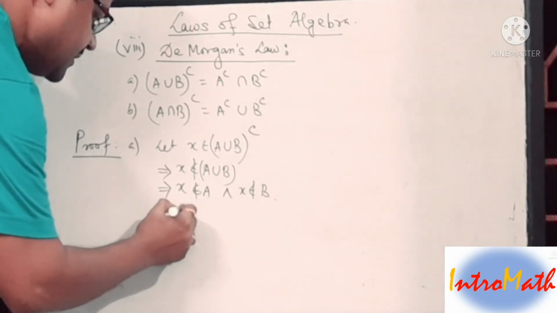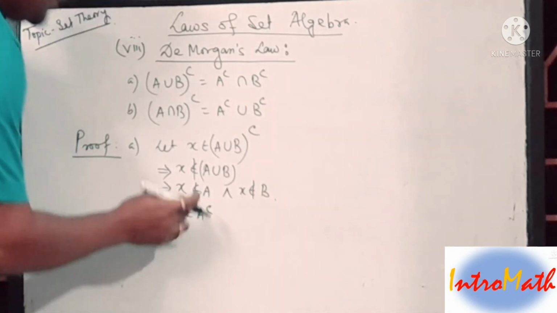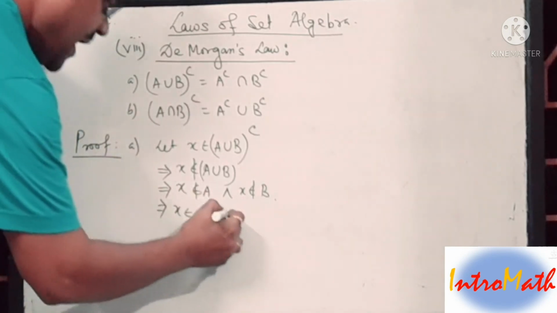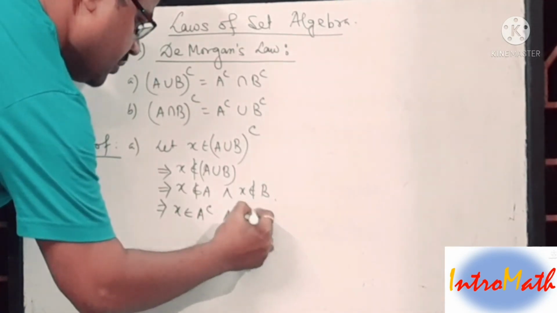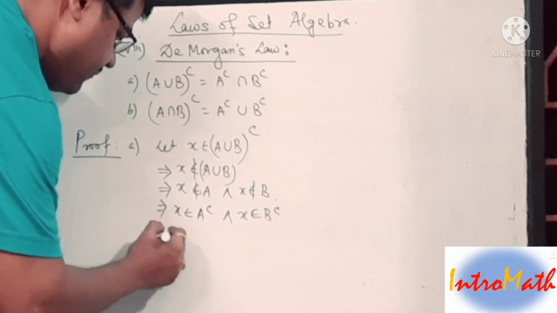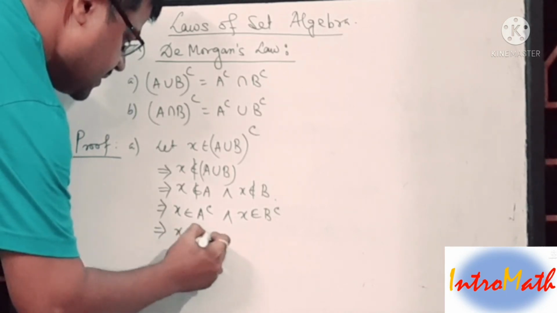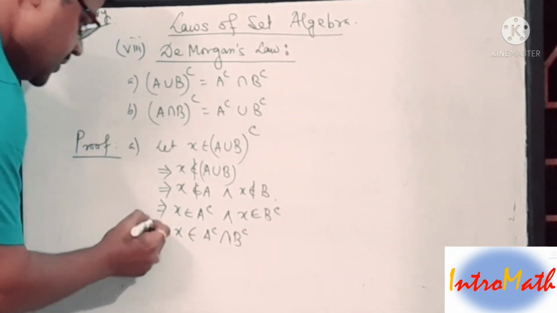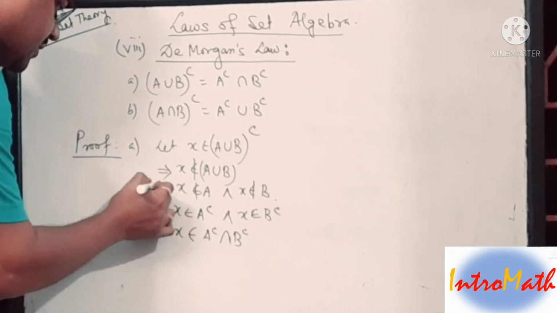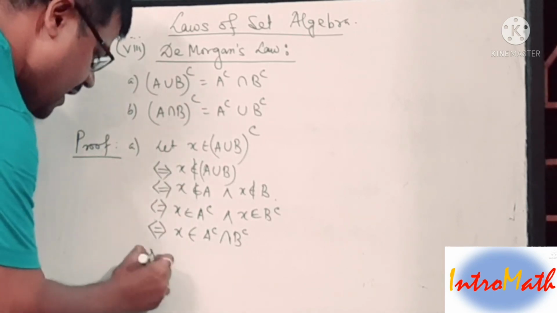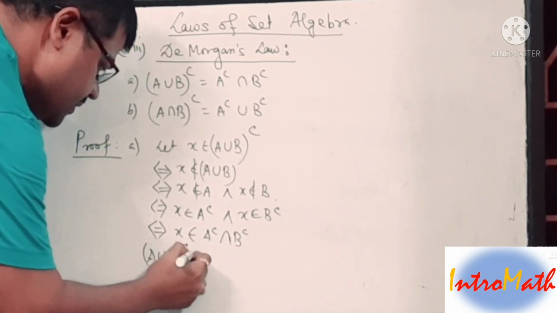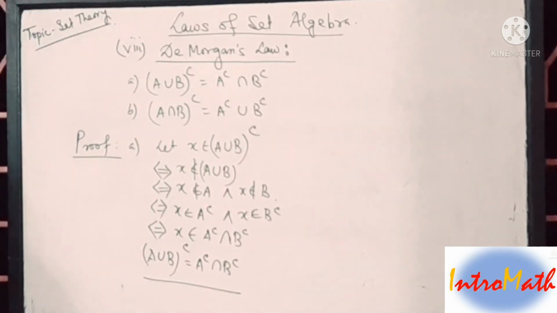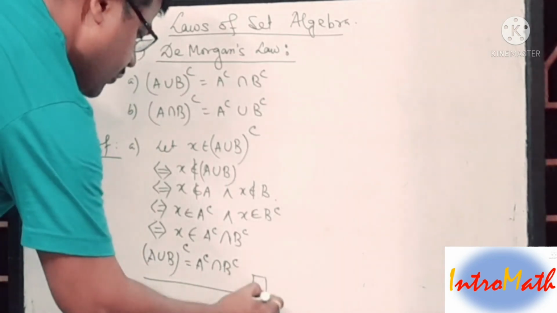This implies that x belongs to A complement. If x is not in A, then x must be in A complement, and x belongs to B complement. By definition, I can say that x belongs to A complement intersection B complement. So by reverse implication, I can say that (A union B) whole complement is equal to A complement intersection B complement. This completes the proof here.